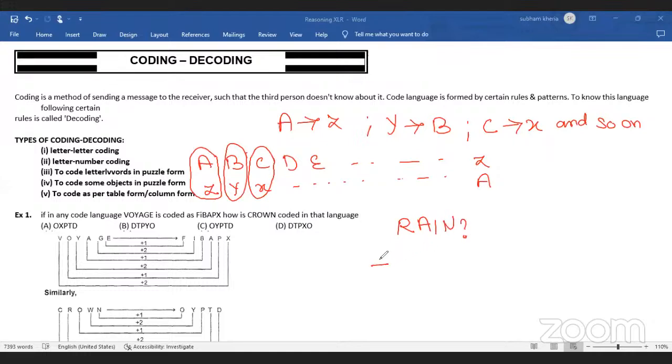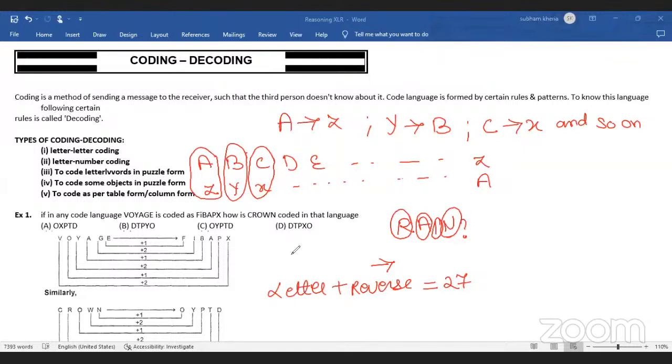what you have to do here is find the code for the letter R, the code for the letter A, the code for letter I, and then for N. Now, how to do this? You are not going to write out these letters every time and then check. So the basic format is, remember, letter plus reverse form is equal to 27, the number 27.